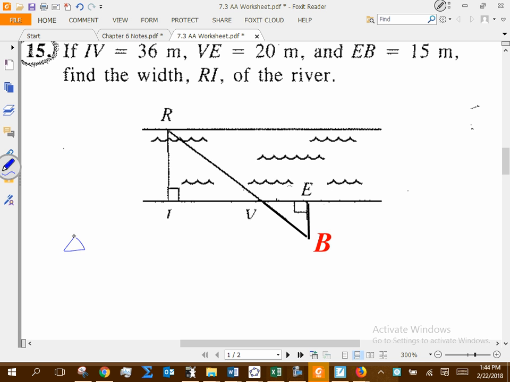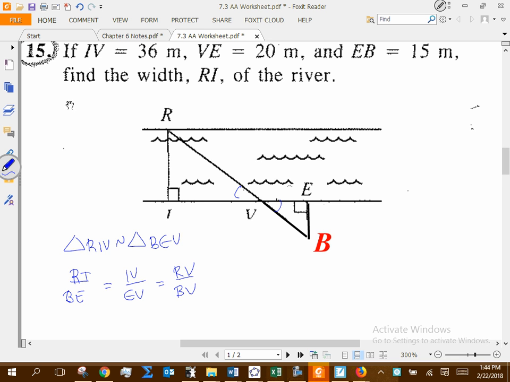So I'm going to write that triangle RIV is similar to triangle... If I go R to I to V, I need to start at B, and go to E, and then finish at V. And that's going to tell me that RI over BE is equal to IV over EV, which is equal to RV over BV, right? That's the process we go through all the time.